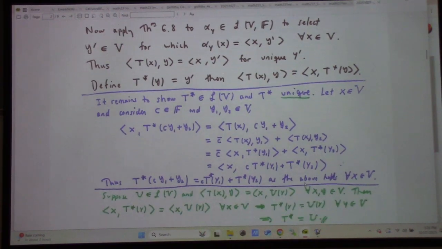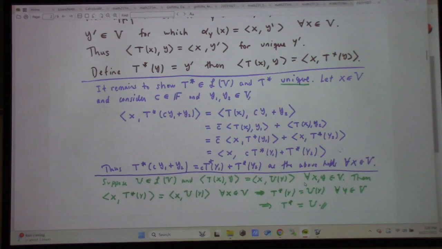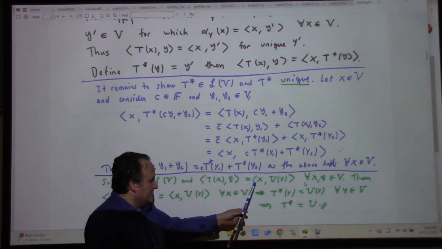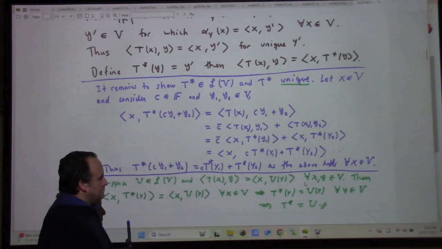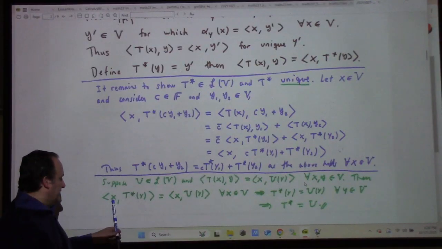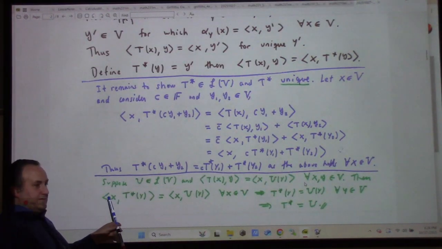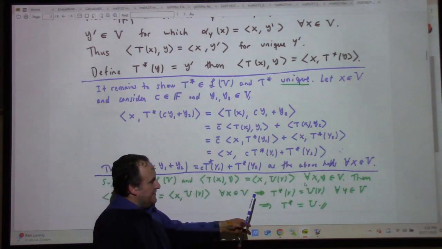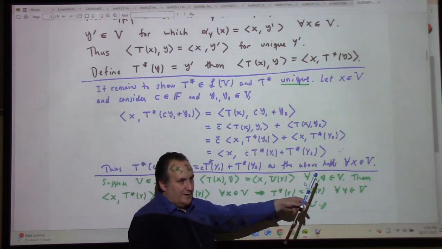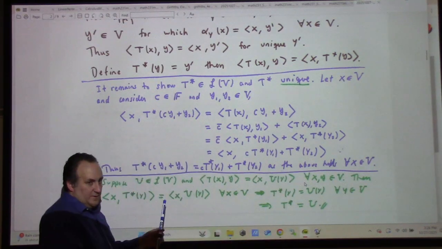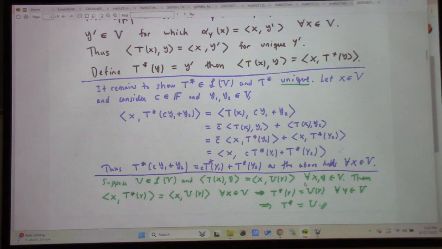Uniqueness, new for today. I didn't have uniqueness last time, but here's uniqueness. Suppose you have another mapping U such that ⟨T(x), y⟩ = ⟨x, U(y)⟩. Then that would mean that ⟨x, T*y⟩ = ⟨x, U(y)⟩ for all x. But that would then imply that T*y = Uy for all y, which then would of course imply that T* is equal to U. Therefore, the T* constructed in this way is unique.